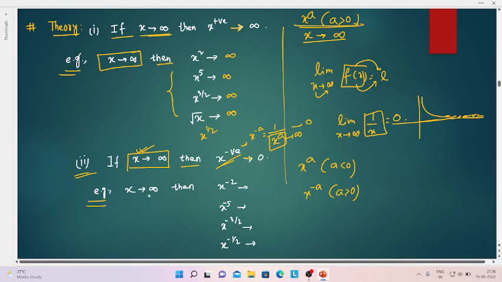What are the examples? As x tends to infinity, x to the power minus 2, I mean x to the power of a negative number, will become 0.